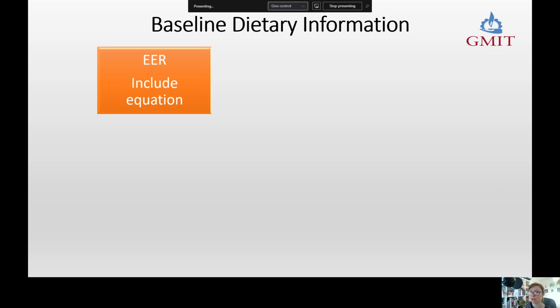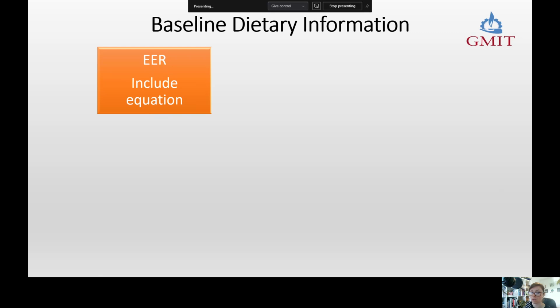You might need to include what equation you're using for your estimated energy requirements. So the Henry-Oxford equation, Schofield equation, Cunningham equation. Are you using one that includes the percentage body fat? Are you using an appropriate equation? I would suggest that if you don't have percentage body fat, you use the Henry-Oxford equation.